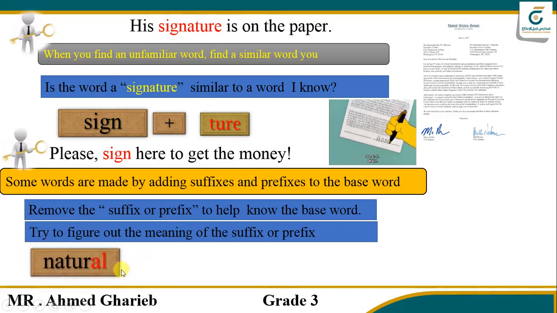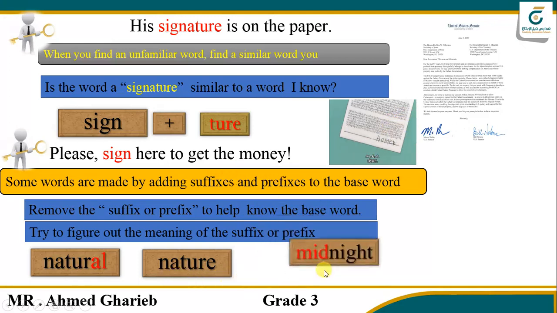For example, natural. Natural is an adjective of the noun nature. Nature means everything that surrounds us: animals, plants, air, water, and so on. Environment, okay? Nature, everything that's made by Allah, not by ourselves, not by people. Midnight. So I know the meaning of night, but what about mid? It's a prefix which means in the middle of. So midnight means in the middle of night.